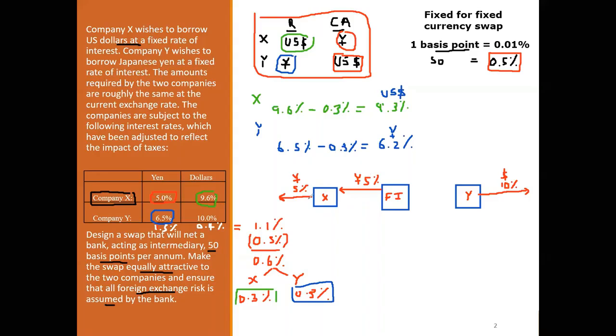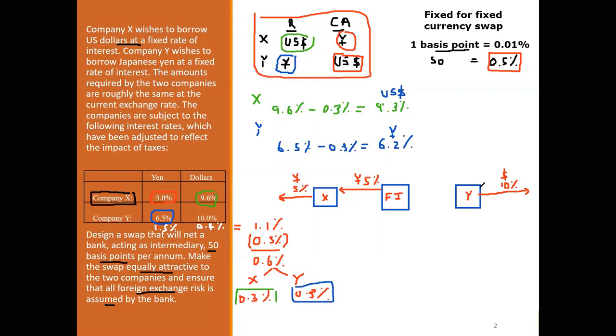And then what should happen? Similarly to the other side also. So why are we eliminating this yen cost? Because for X, if you look at it, X preferred its cost to be in US dollars. X wanted its cost to be in US dollars. So that's why we are eliminating any yen cost to X.